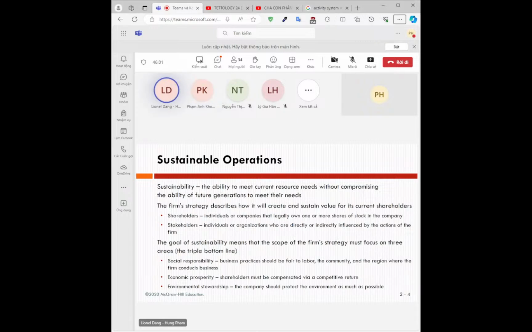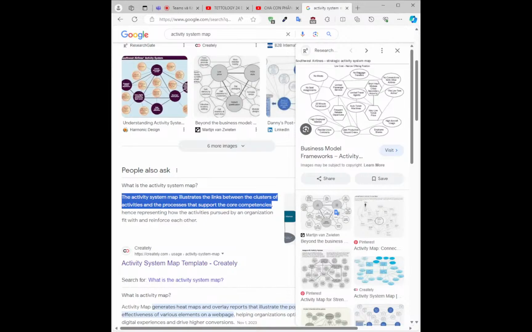And the stakeholders. So basically to differentiate who the shareholders are and who the stakeholders of the company are. The shareholders are the people who legally own one or more shares of stock in the company, whereas the stakeholders are the people who indirectly influence the actions of the firm, for example the customers and the suppliers. That's very good.